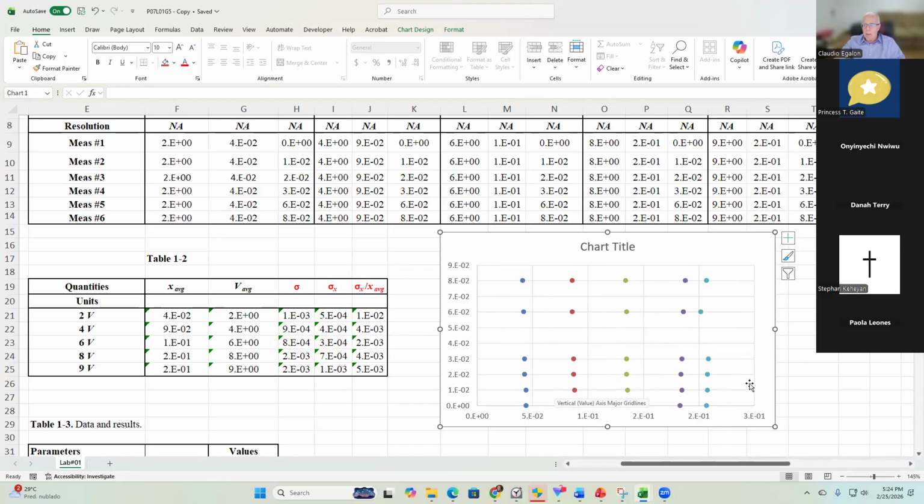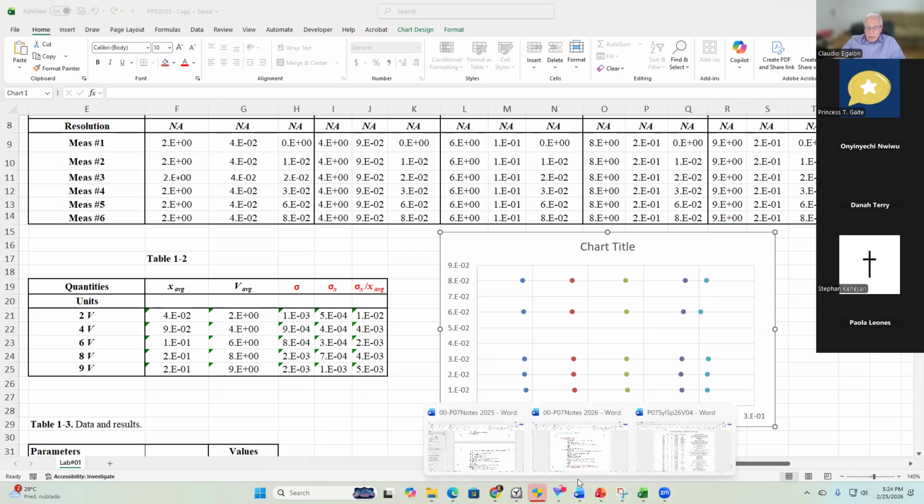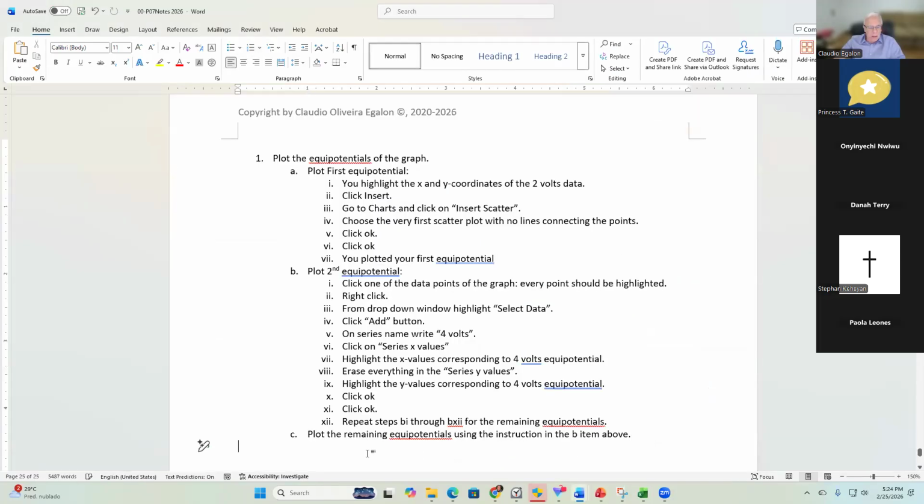Okay? Note that those two equipotentials are closer to each other. Why is that? There is a reason for that. Type there in the chat window if you know, or if you think you know. I'm going to write that down here in my notes.